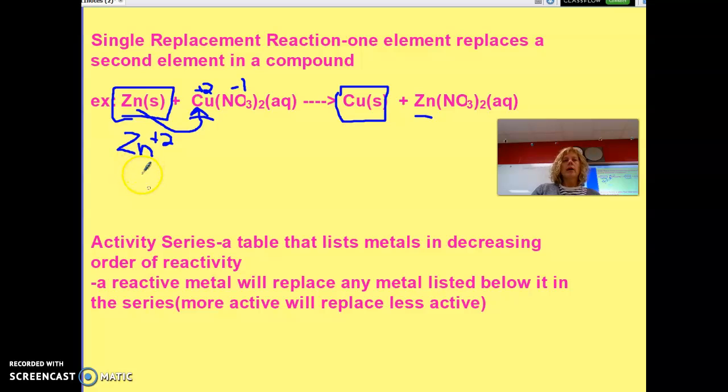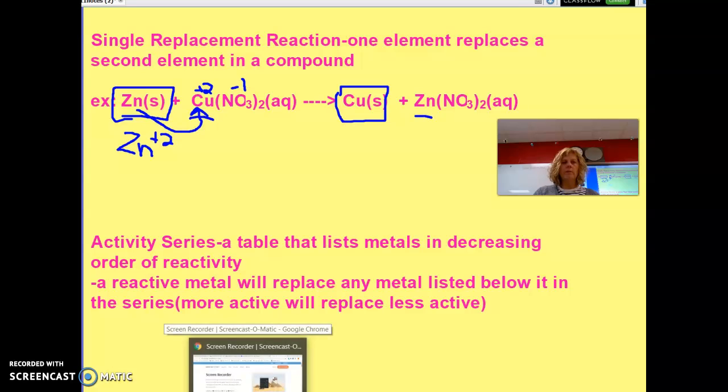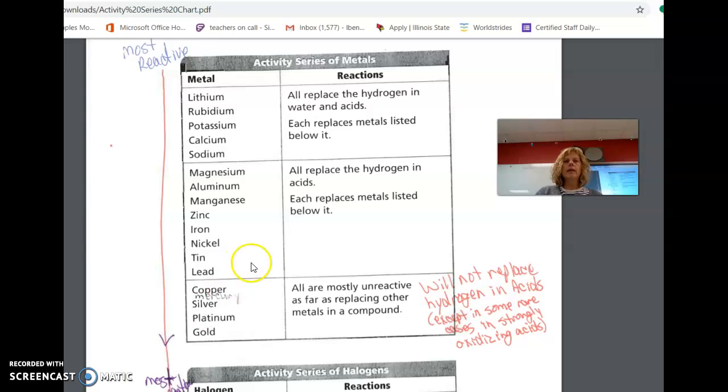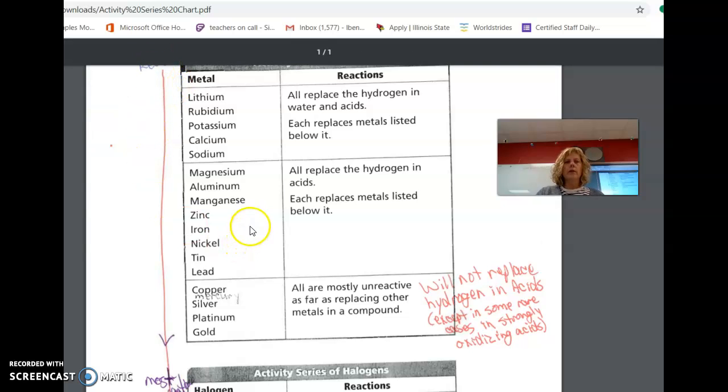So that's, in a nutshell, the activity series. In order for this reaction to proceed, I do need to look at the activity series, which I showed you the other day. Let me bring that up really quickly. And so here's that. We do need to use the activity series chart. Things that are most reactive are at the top.